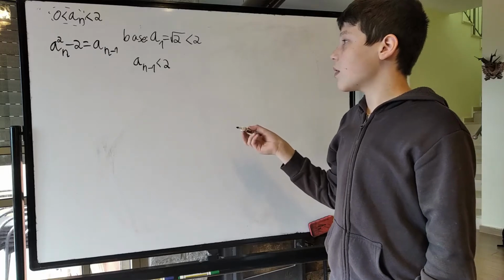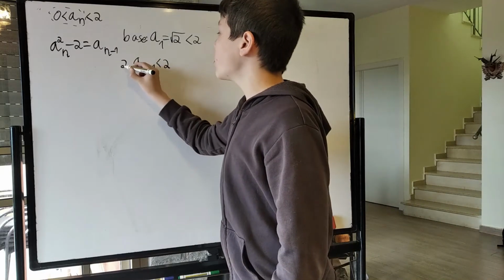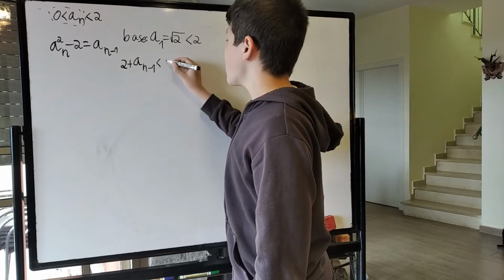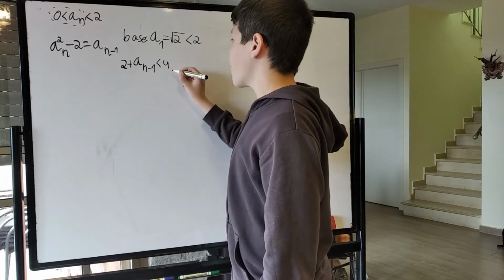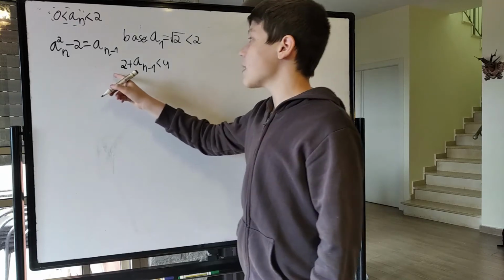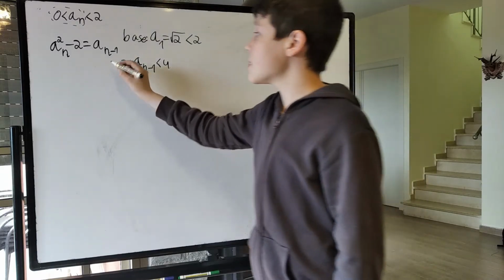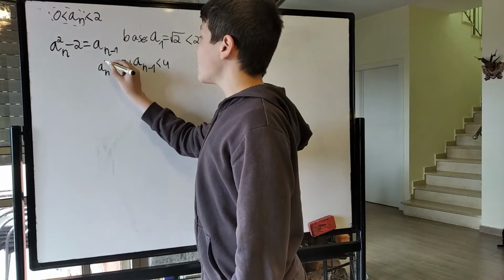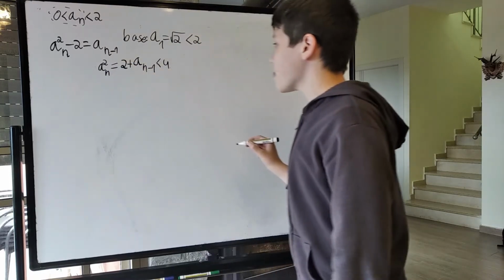And if we add 2, that means that this is instead now smaller than 4. And adding 2 to a_{n-1}, like we saw, gives us a_n squared.